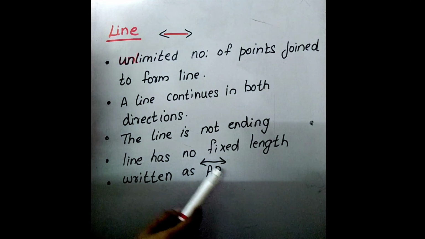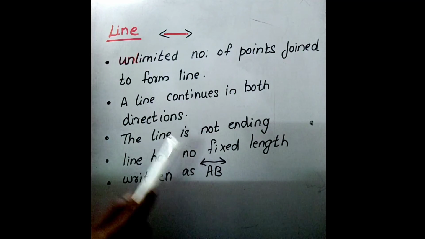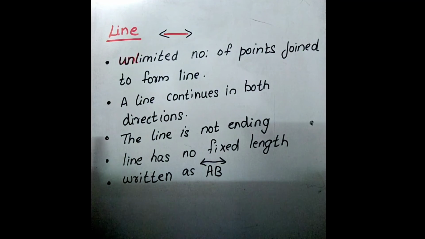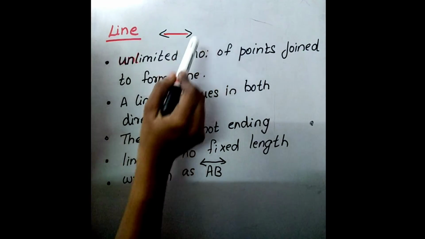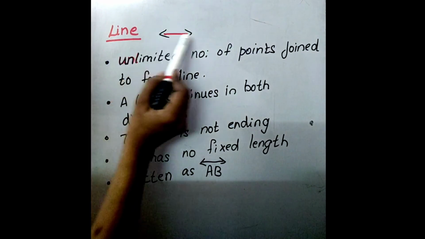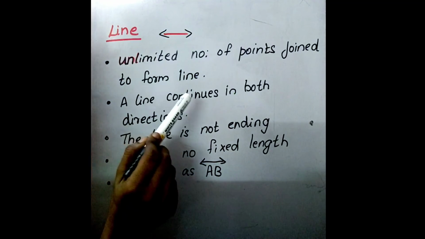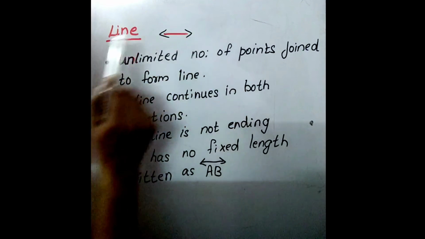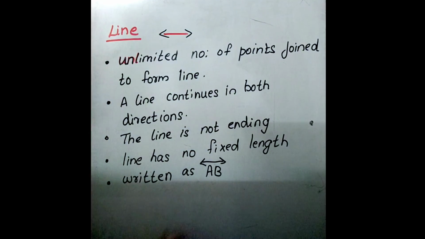But it never ends. It goes on. It has no fixed length. These are the peculiarities, the features of a line. So we studied the point and the line. A line has two arrows, which show it never ends. It has no fixed length. It goes on in both directions. It is read as line AB.